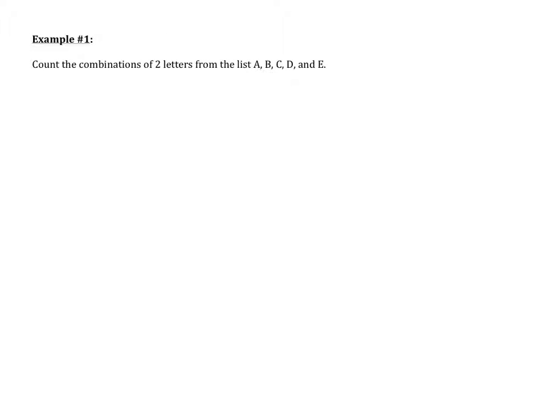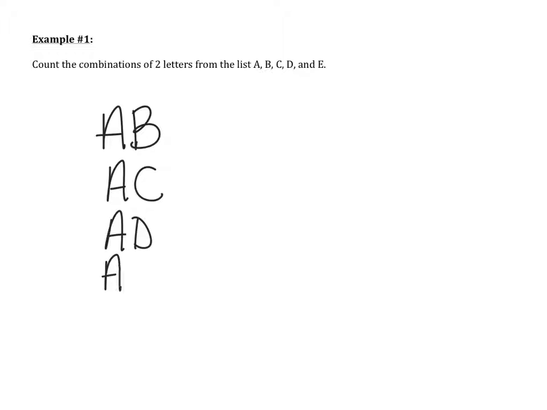So here's an example. Count the combinations of 2 letters from the list of A, B, C, D, and E. So if it's a combination, it doesn't matter what order it is. So if I had A, B, that would be the same thing as B, A. So I could have A, B, A, C, A, D, and A, E. Then let's start with having B first. Well, we already had an A and a B, so I'm not going to do BA. So I could do BC, BD, and BE.